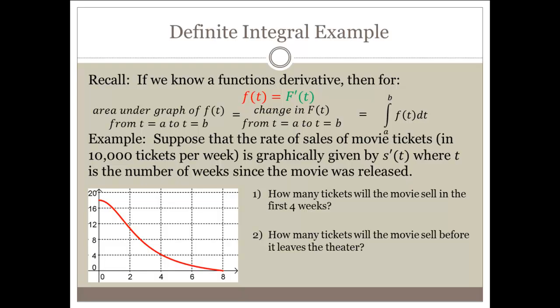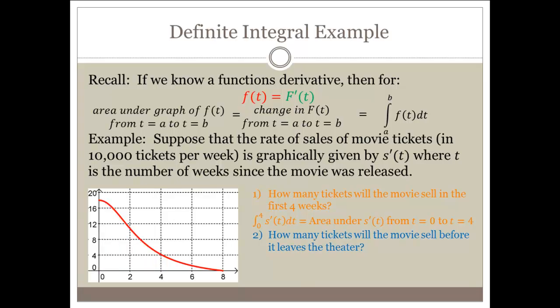Notice that both of these questions are about the number of tickets sold, which is s of t, but we are only given information about how fast we are selling the tickets, s prime of t. So we will need to use the integral to solve them. For our first question, we want to know how much s of t changed in the first 4 weeks. That is, how much s of t changed from t equals 0 to t equals 4. So this is the integral from 0 to 4 of s prime of t dt, which we know is the area under the graph of s prime of t from t equals 0 to t equals 4.